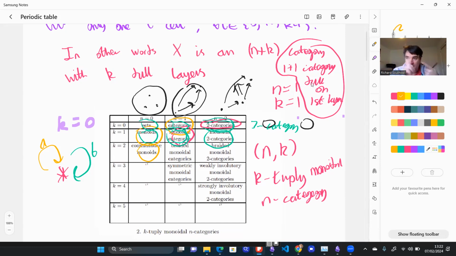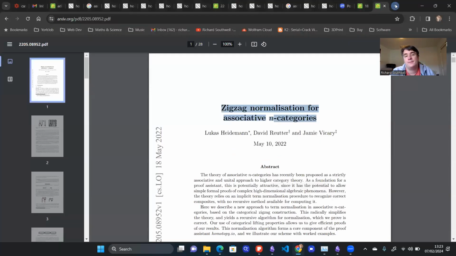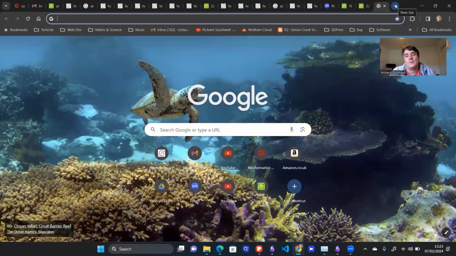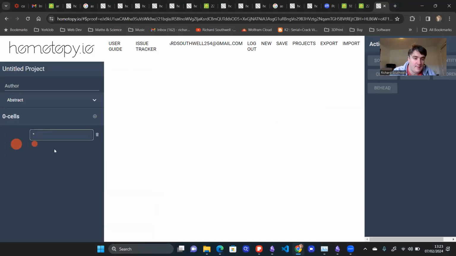So that means it has layers 0 all the way up to k, but the first k of them are going to be dull. So in this case, we're going to have a 2-category, but the first 2 layers, as in the 0-cells and the 1-cells, are going to be dull. That means we're only going to have a single 0-cell and the identity of that. So let's cook up something like this in Homotopy.io. We're just going to have a single 0-cell that we're going to call star.